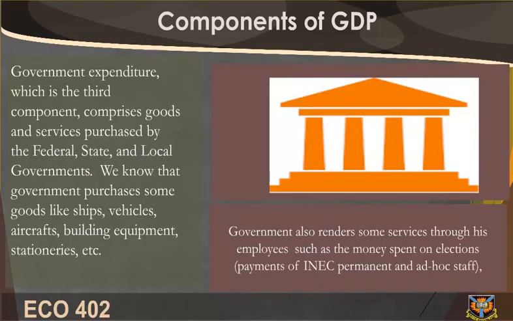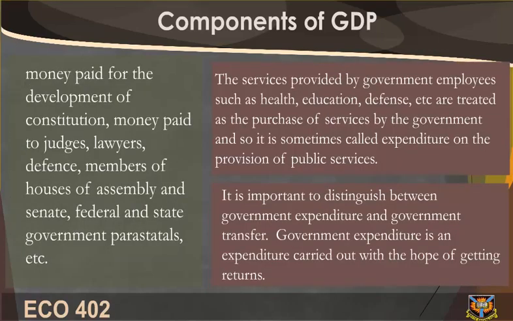Government expenditure, which is the third component, comprises goods and services purchased by the federal, state, and local government. We know that government purchases some goods like ships, vehicles, aircraft, building, equipment, stationery, etc. Government also renders some services through its employees, such as the money spent on elections, payment of INEC permanent and ad hoc staff, money paid for the development of constitution, money paid to judges, lawyers, defense members of houses of assembly and senate, federal and state government parastatals, etc.